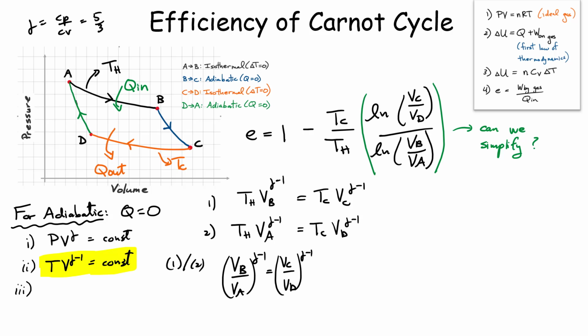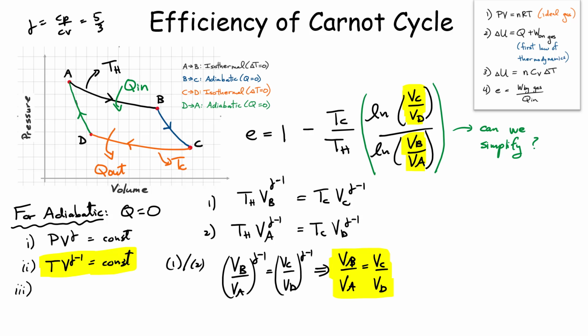Well, the only way this is possible is if this ratio is exactly the same, if VB over VA is actually equal to VC over VD. Let me clean that up a little bit. And look at this ratio right here. That is exactly the same ratio that appears here. It means that this is exactly equal to this: VD over VC is VB over VA.